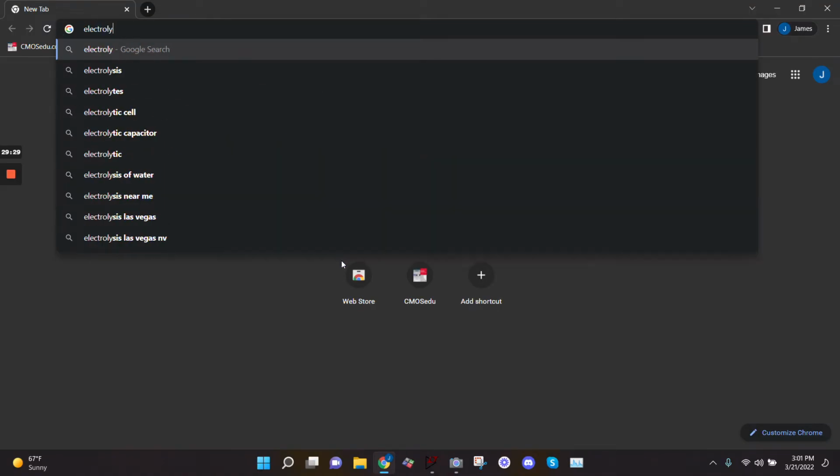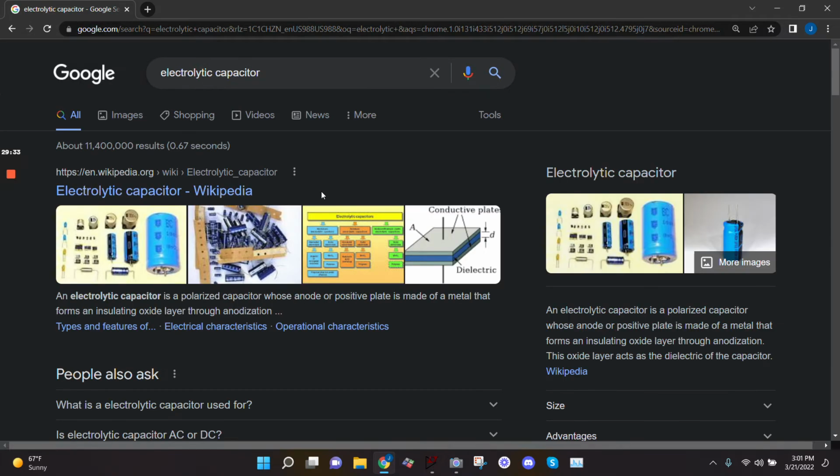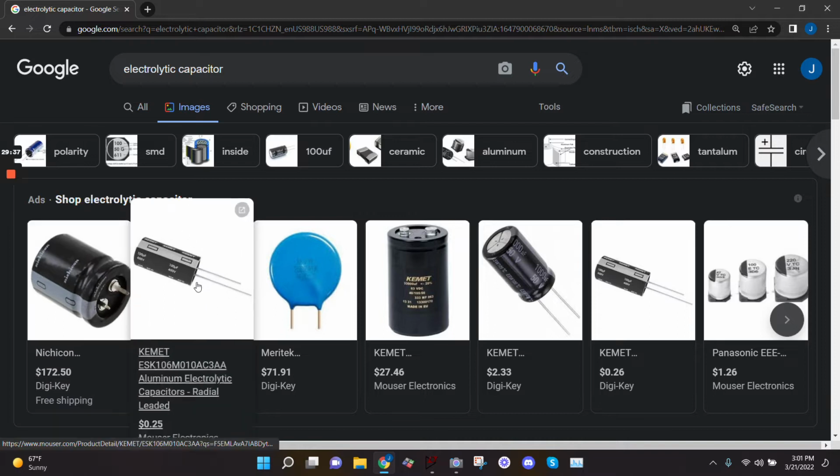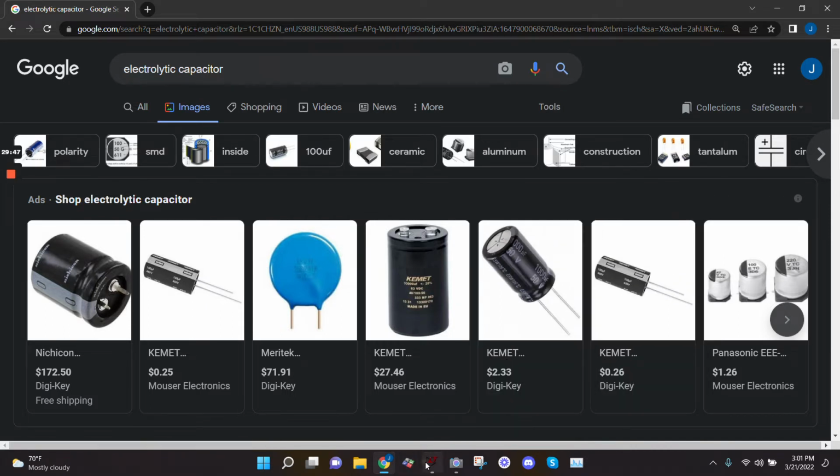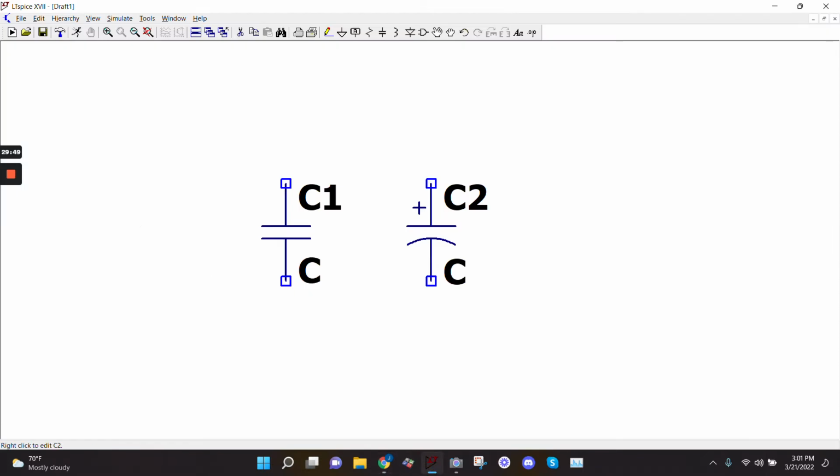This is all just a little overview of capacitors. They look like this. They are polarized. So you'll see there's two legs on the capacitor, and one has this stripe of white with minus signs. That is the frowny face side of the capacitor.